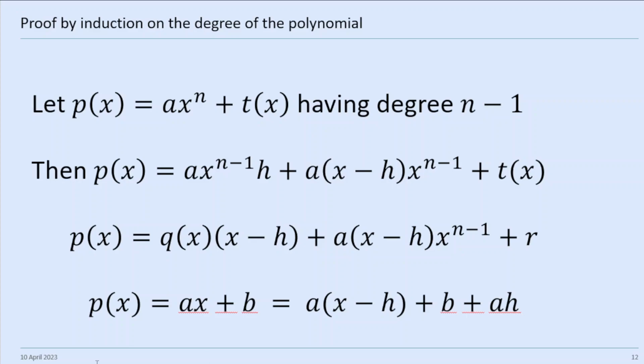So now we're going to look at polynomials of degree n. We're going to say P(x) equals ax^n plus t(x), so t(x) has a lower degree. Now we know we can write t(x) in the desired form, and now we're going to rewrite ax^n in this slightly strange way. We're going to write it as ax^(n-1)h plus a times (x minus h) times x^(n-1).